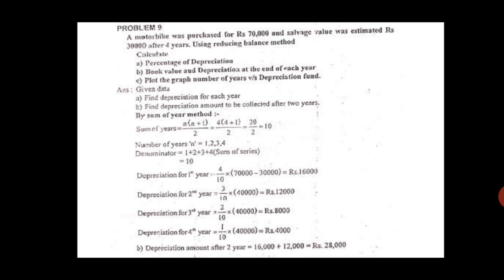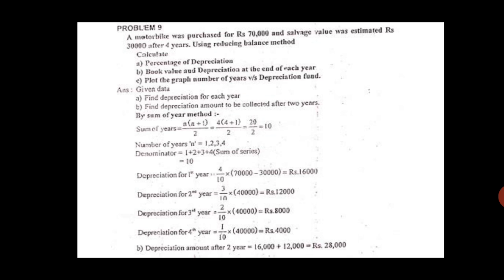Now depreciation for the third year, now it is only 2 years life remaining. 2 by 10 into 40,000 rupees, you get 8,000 rupees. And similarly, depreciation for the fourth year is 1 by 10. Last only 1 year remaining. 1 by 10 into 40,000 rupees is 4,000 rupees. Okay, so the first year depreciation is 16,000, second 12, third 8, final fourth is 4.